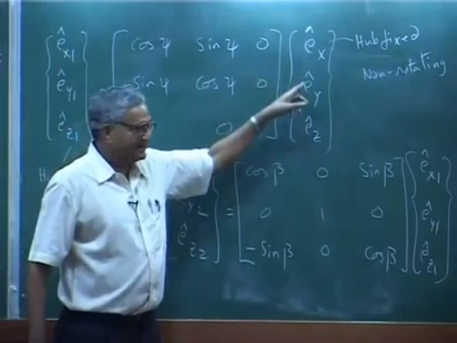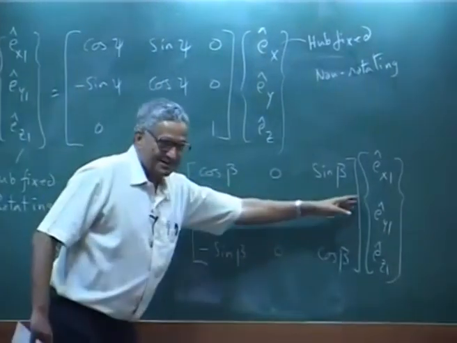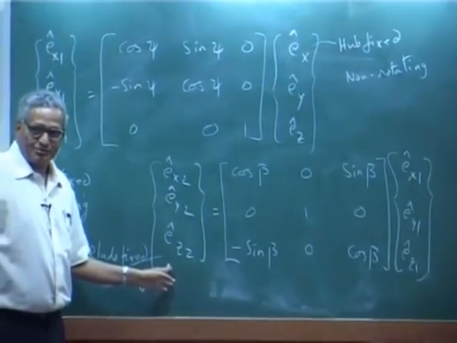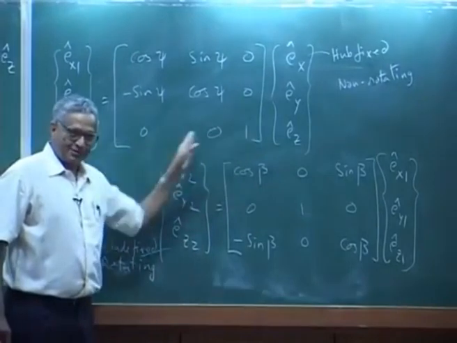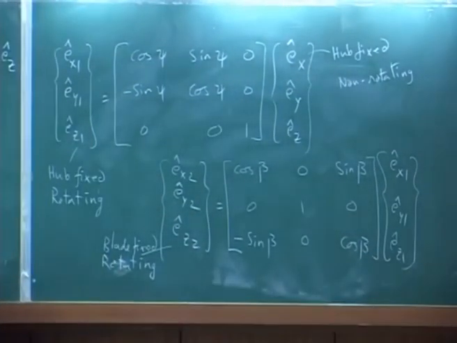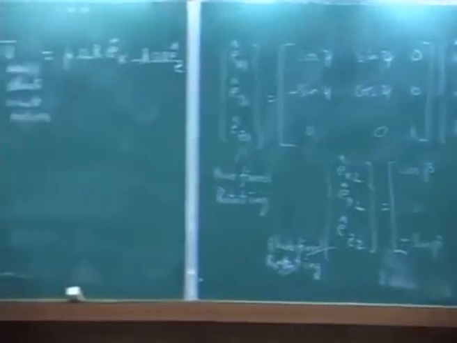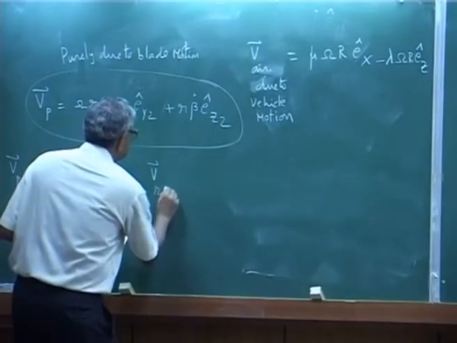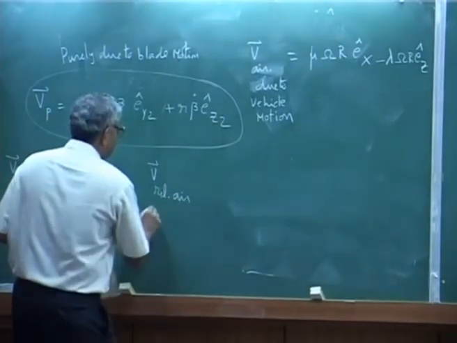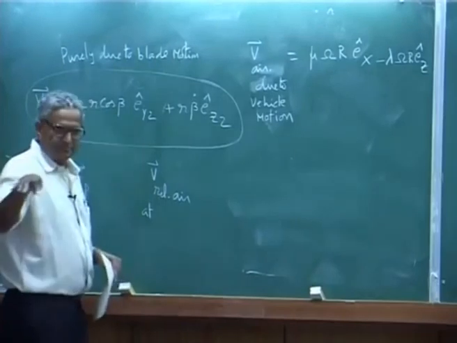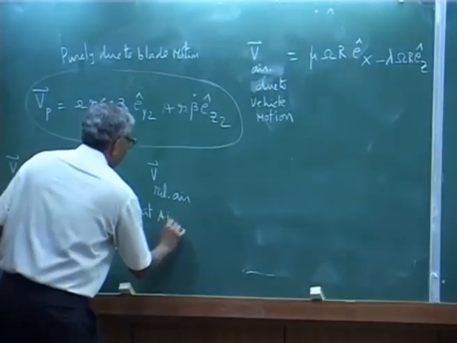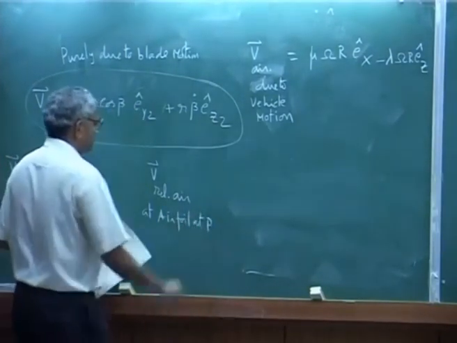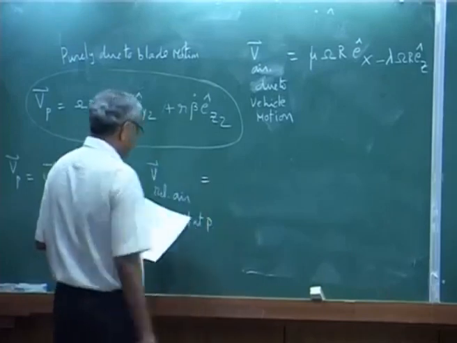So, you substitute that, get it in this, again put it, get it in this, okay, in x2, y2. So, you go through that full transformation. So, you will get, I will write the final velocity of relative air at aerofoil at point P.